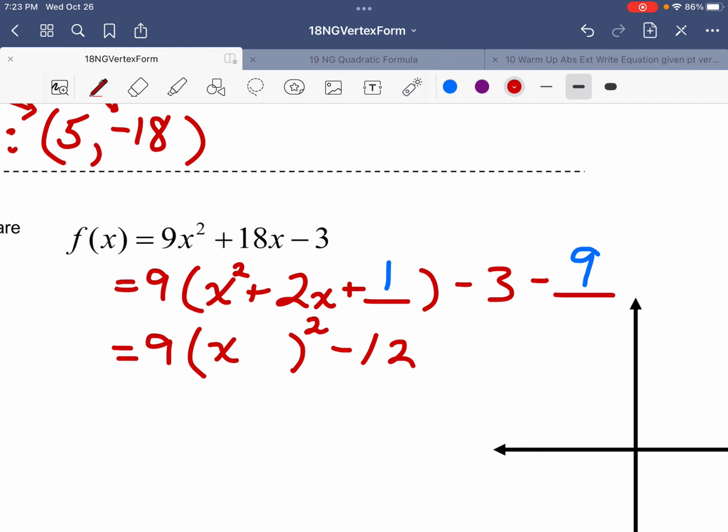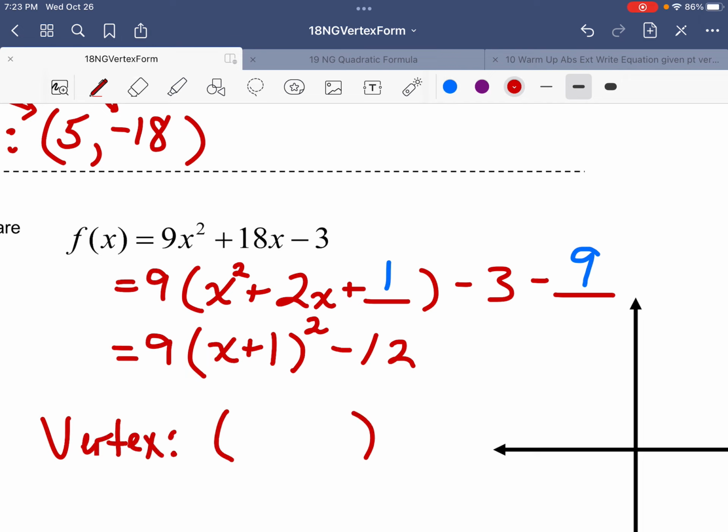It follows the algebra. Remember, I can write this as something squared. By the way, negative 3 and negative 9 become negative 12. But on the inside, I want to think about what it is that got squared. And of course, that is x plus 1.